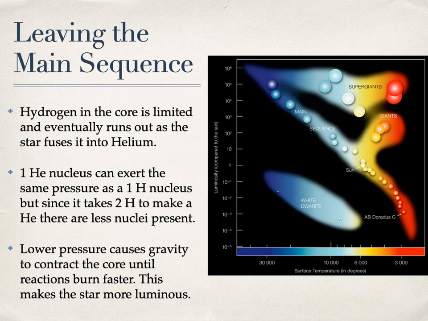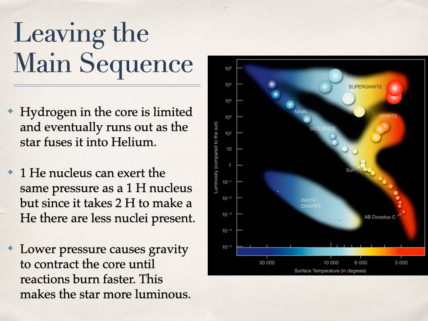Let's kind of wrap it up here. What happens as a star leaves the main sequence? Number one, it starts to run out of hydrogen. It burns up its hydrogen in its core, and that causes less pressure. So less outward pressure, and then that causes gravity to start to contract in.